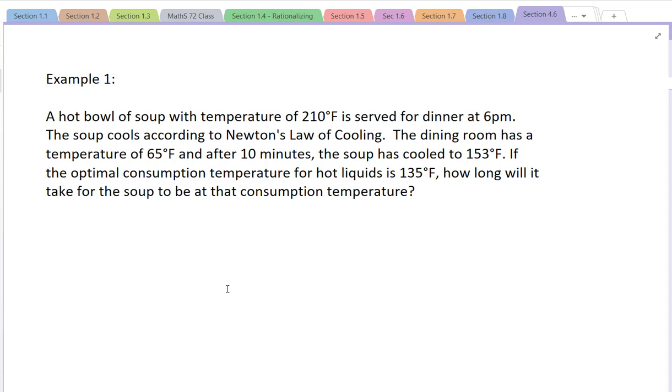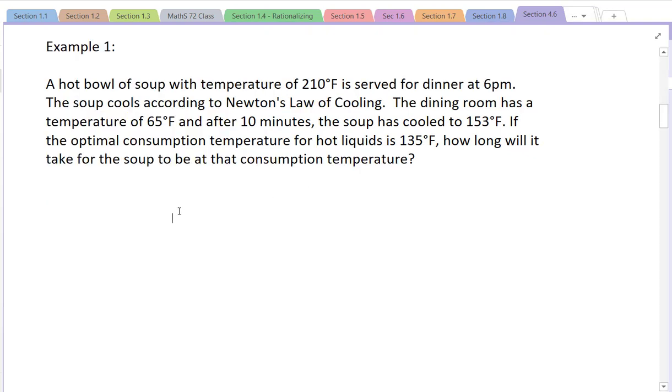So we're going to use Newton's law of cooling formula to do this. The formula is T of t equals T sub s, the temperature of the surrounding environment, plus D naught e to the minus kt. So we need to find what all these values are. I usually start with T s, the temperature of the surrounding environment. What is my surrounding environment? It's the dining room. The dining room has a temperature of 65 degrees, so that's 65 degrees Fahrenheit.